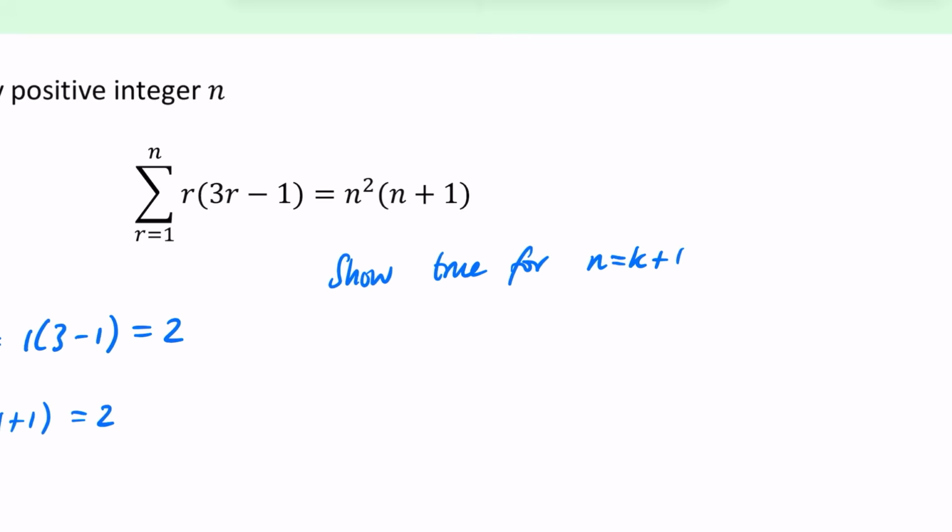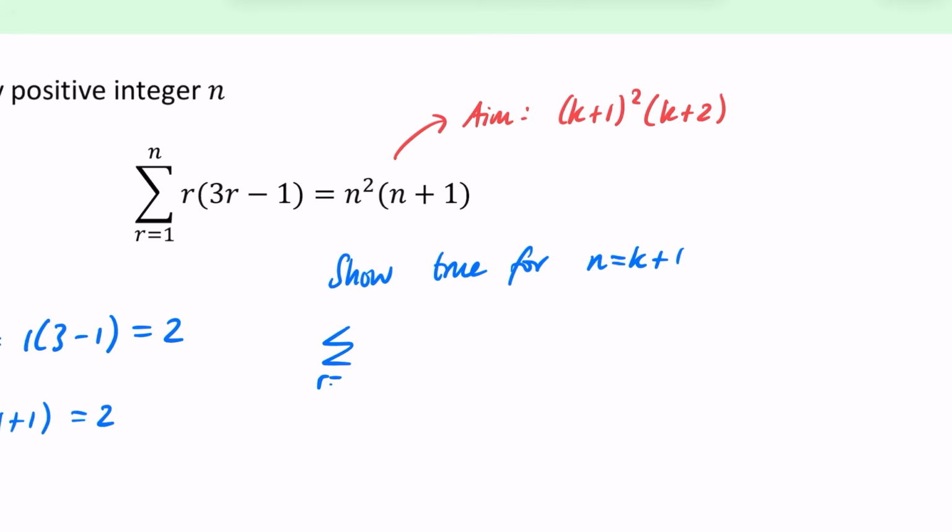And this is where I really want to say, what is the thing that I am aiming for in this question? Because it's for k plus 1 for n, instead of there being an n squared, there would be a (k plus 1) squared. And instead of there being an n plus 1, it would be a k plus 1 plus 1, or a k plus 2. So this is the thing that we're going to be aiming for in the question.